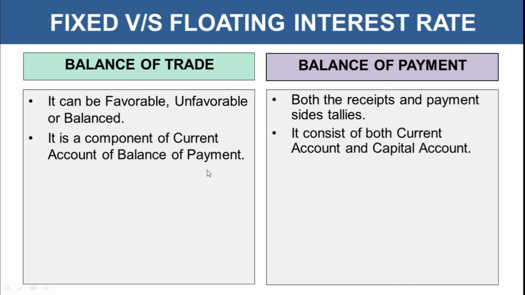Now, balance of payment consists of both current account and capital account. In current account, we talked that it includes goods, services, and unilateral transfers. What all could be services? It could be any transportation business, any insurance services, any banking services provided, any investment made, or travel and tourism. All these services are also mentioned in the current account of balance of payment.